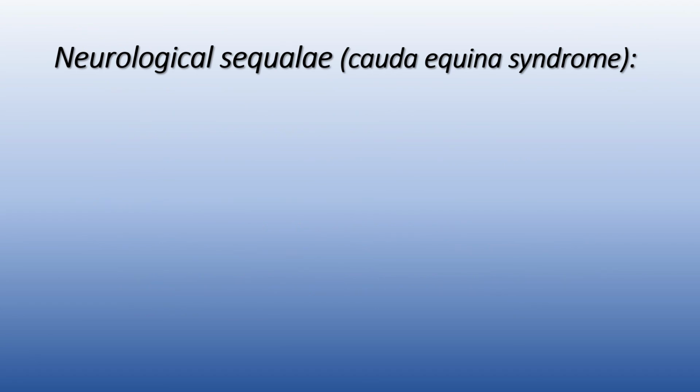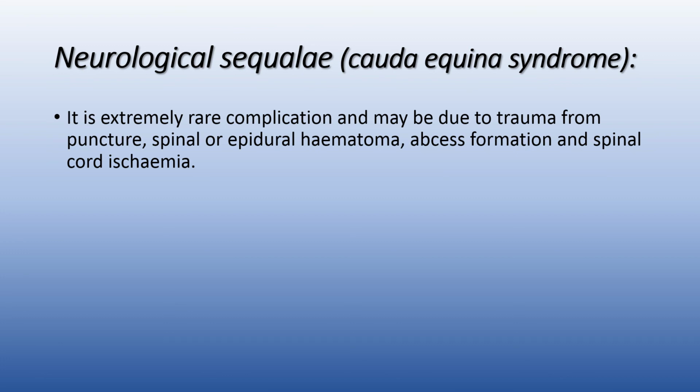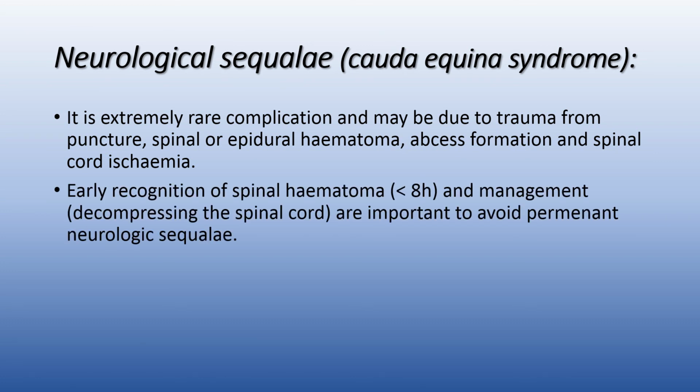Neurological sequelae, which is also referred to as cauda equina syndrome, is an extremely rare complication and may be due to trauma from puncture, spinal or epidural hematoma, abscess formation, and spinal cord ischemia. Early recognition of spinal hematoma, less than 8 hours, and management by decompressing the spinal cord are important to avoid permanent neurological sequelae.